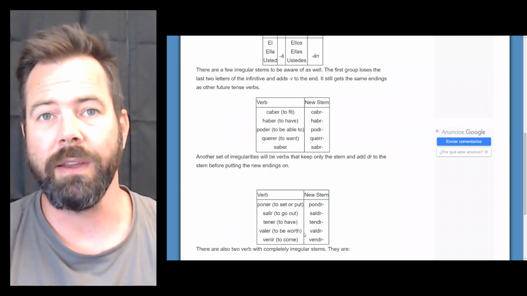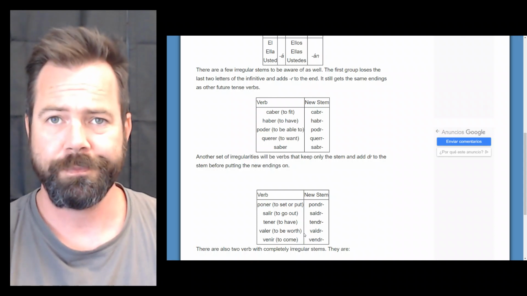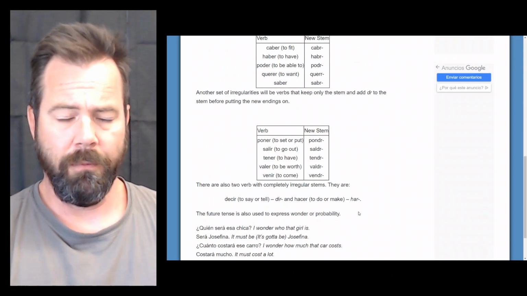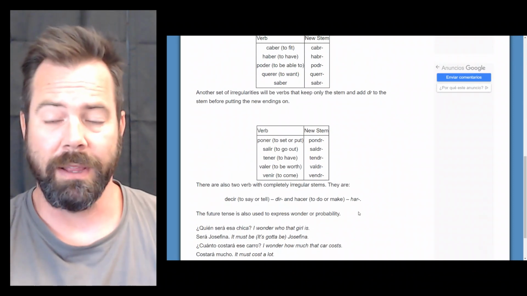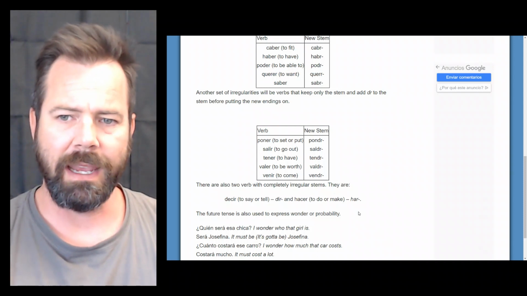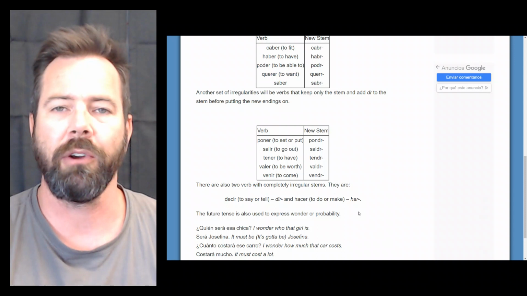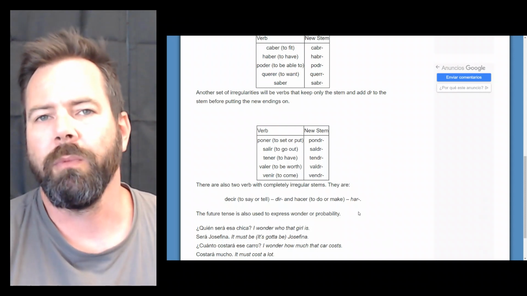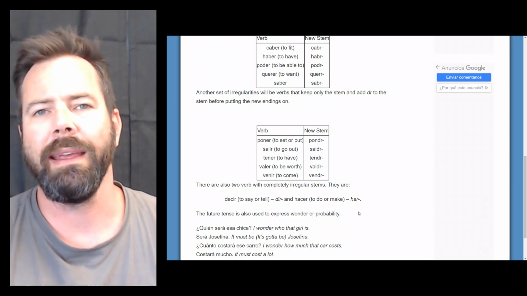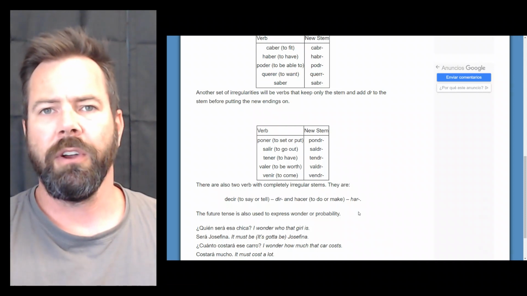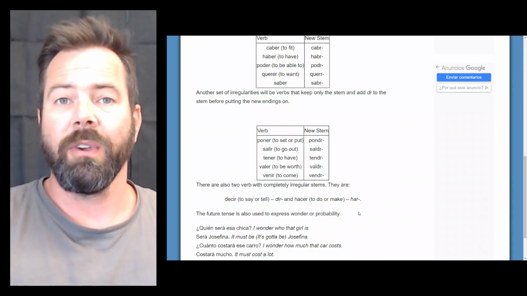The other way you can use it, though, which is kind of fun, is for wondering. Okay? It's wondering and probability. So I could say, ¿Quién será esa chica? You're literally saying, who will that girl be? But what you mean is, I wonder who that is. Like, I wonder who that girl is. Okay? So you can use future in a question to express wonder.